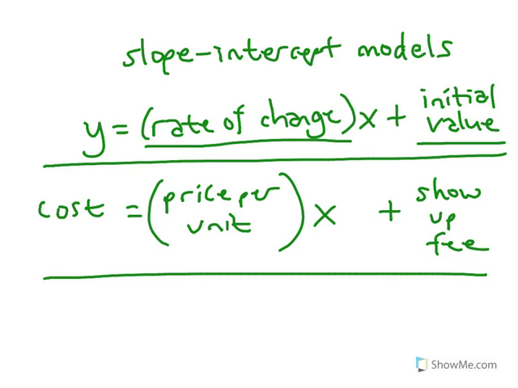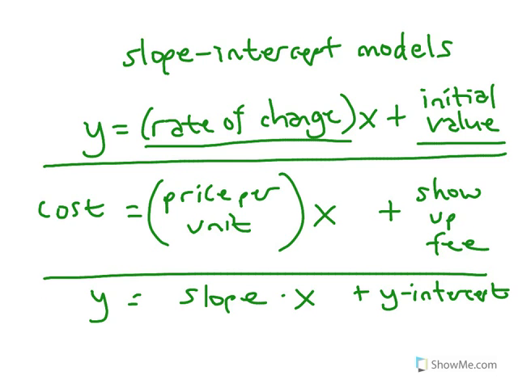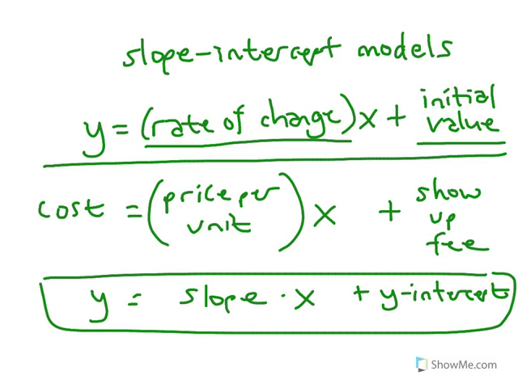Also in lab write-ups, initial values and rates of change. So be open to that. All of these things are simply code words for slope, in the case of price per unit or rate of change, and y-intercept, in the case of initial value or the show-up fee. So keep that in mind when you're reading word problems. You need to be able to comprehend them and reorganize the information quickly into slope-intercept form.